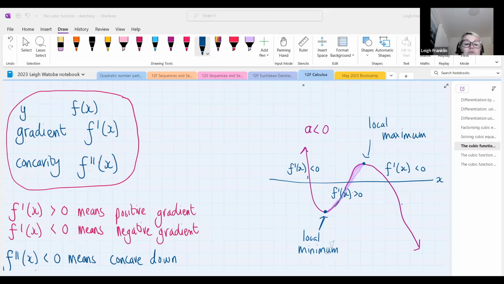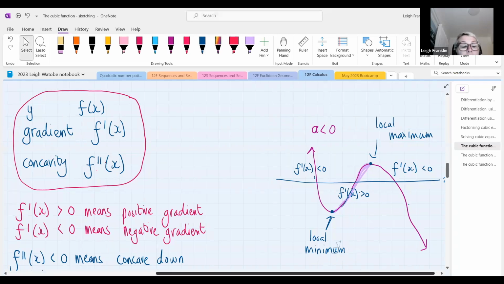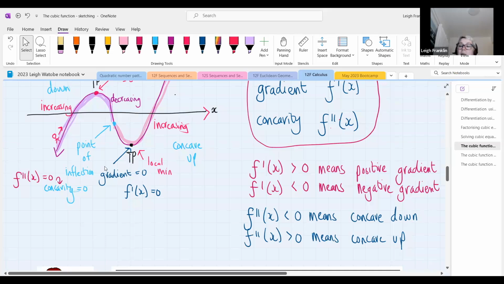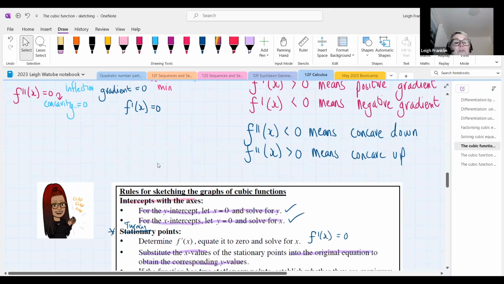Okay, so for the rest of you as well, your point of inflection is always halfway between your turning points. So that's why there's two ways to calculate the x coordinate at your point of inflection. Either we can use midpoint formula or we can use the second derivative. So I'll show you that in the example that I'm going to do with you now.